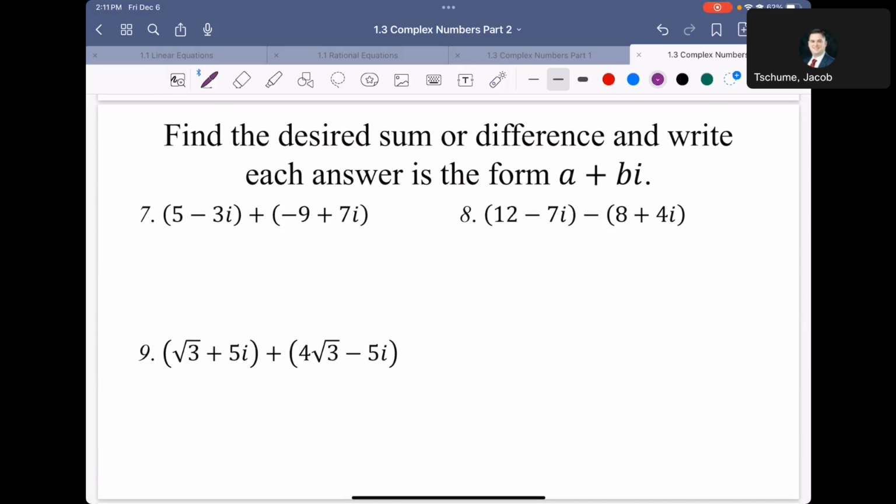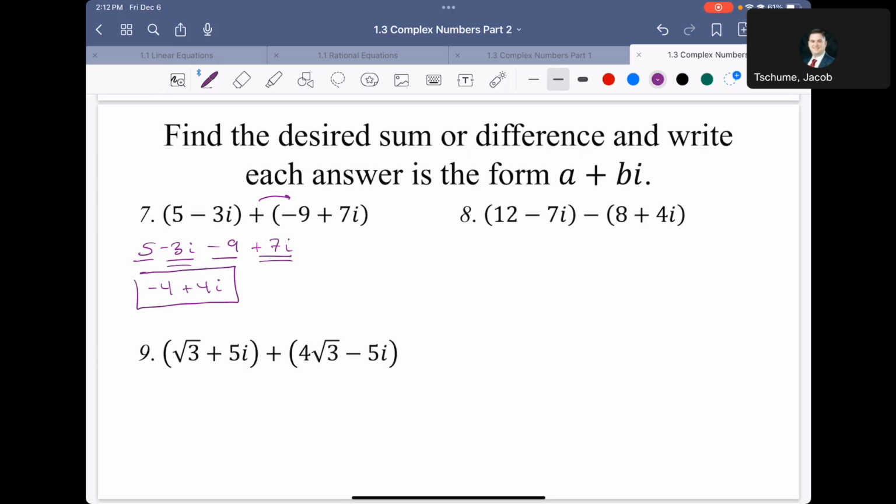On this first one, where you've got 5 minus 3i plus -9 plus 7i, in order to work this, if you were to take this plus sign and multiply it through, the good news for us is that it doesn't change anything. You still get a -9 and you still get a positive 7i. The only thing you have to do now is combine the common parts. 5 and -9 go together to give you -4. And then -3i and positive 7i go together for positive 4i. That is how you add complex numbers together. Very straightforward, but it's something you still got to be able to do.